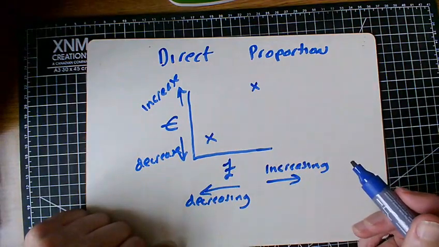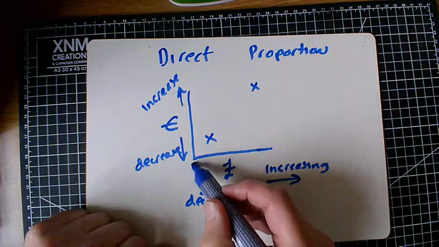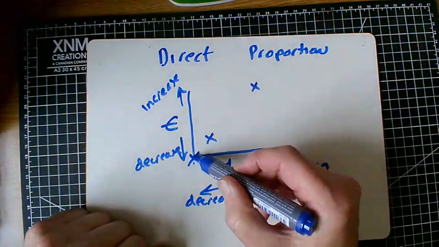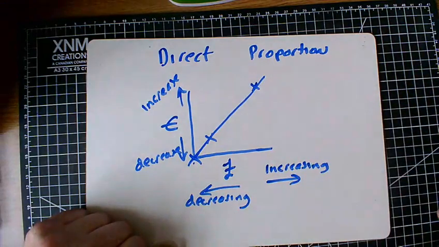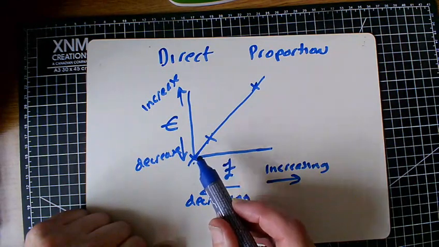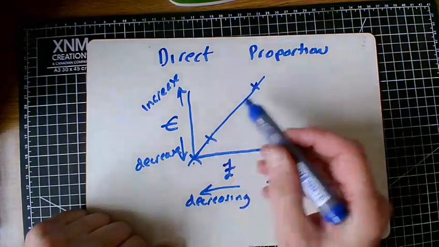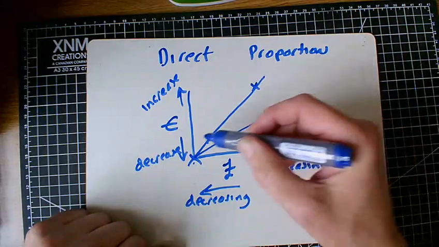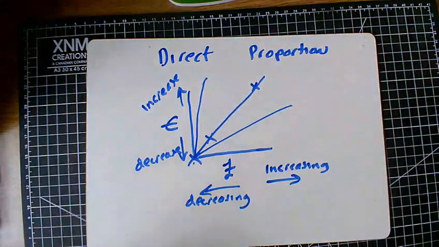Now crucially, if I have no pounds, I will get no euros. So you'll notice a graph of direct proportion will be a straight line. The other thing to notice, which I'll come to in a moment, is it goes through 0, 0. If I have no pounds, I've got no euros. Now the gradient of this line may change, so it could be like this, it could be like this, but as long as it's a straight line and it goes through 0, 0, it's a direct proportion graph.